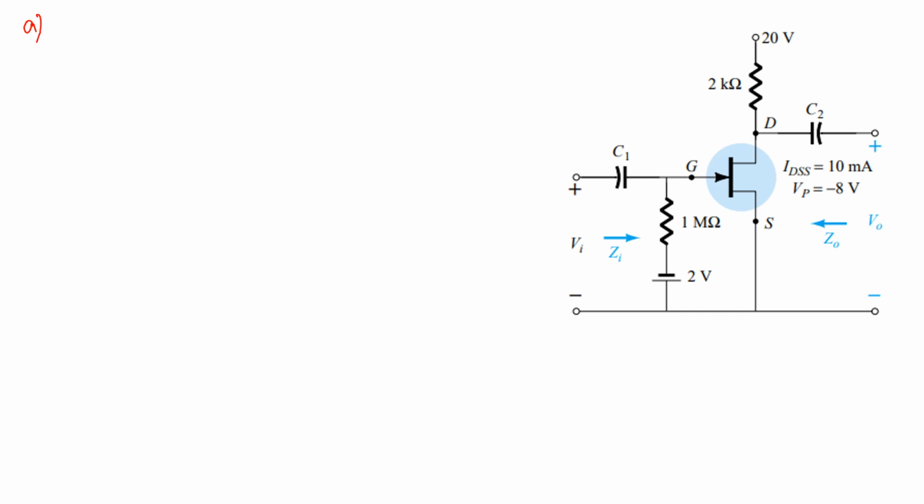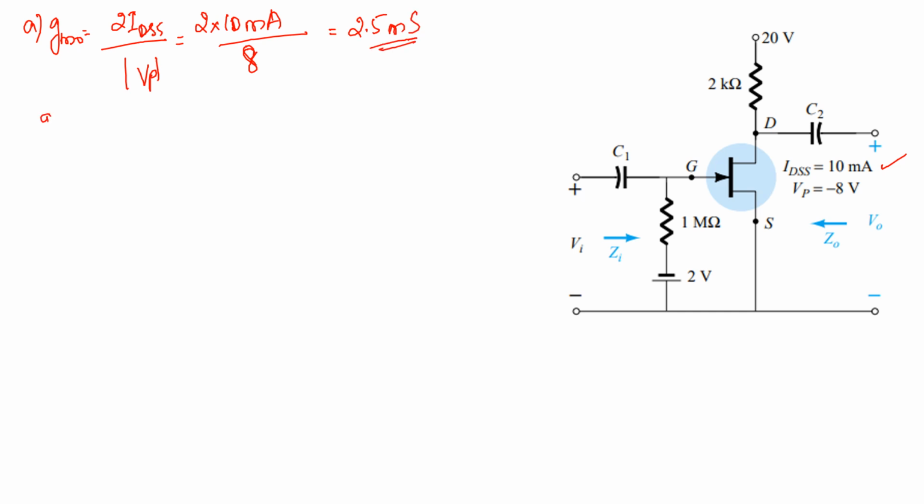So first let me take your A part. First you are going to find out what is your gm0. gm0 is equal to 2 IDSS divided by magnitude of VP, right? 2 into what is given in your problem, IDSS is equal to 10 milliampere, divided by magnitude of VP, which is minus 8. Here it is magnitude, so you will be getting 8 volt, which is equal to 2.5 millisiemens. And what is your gm?